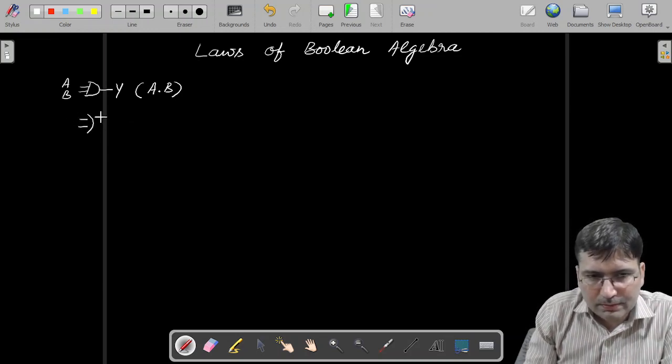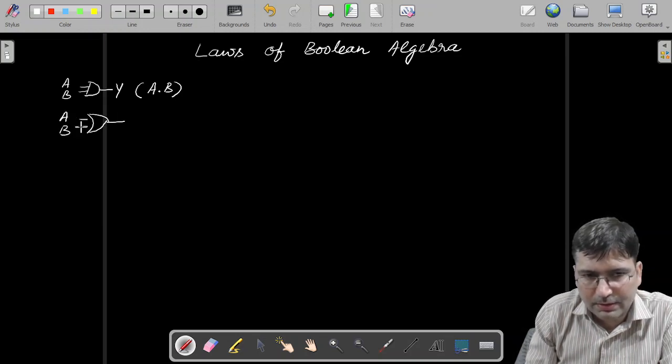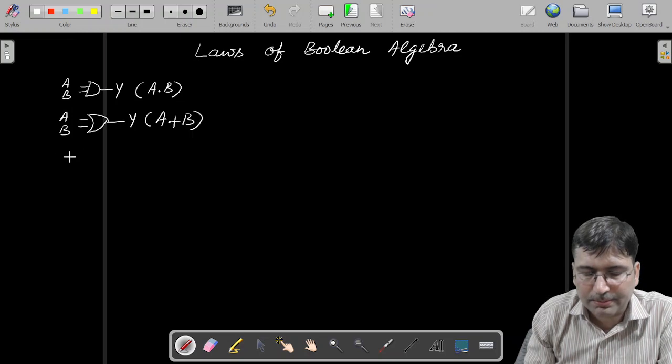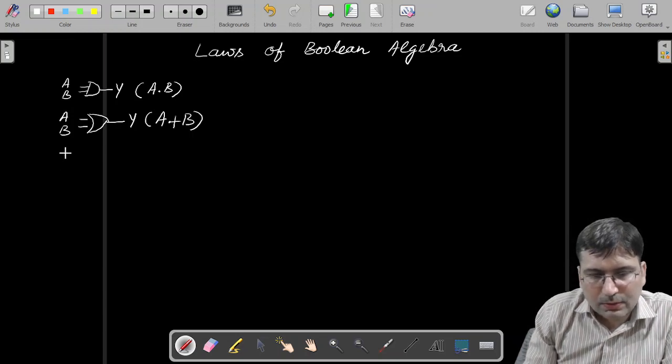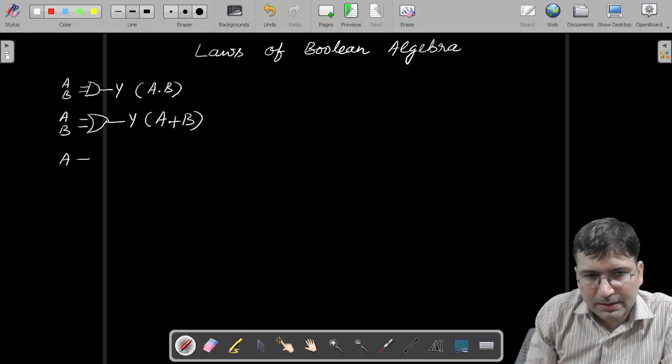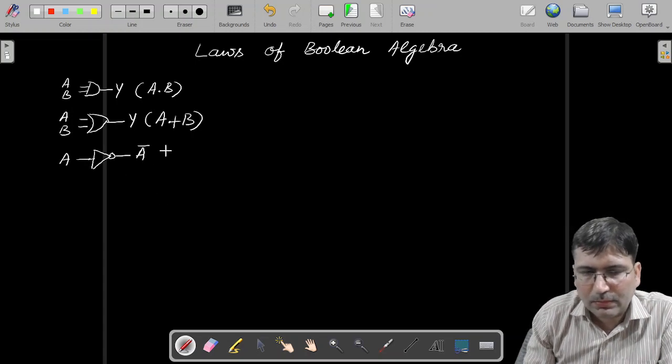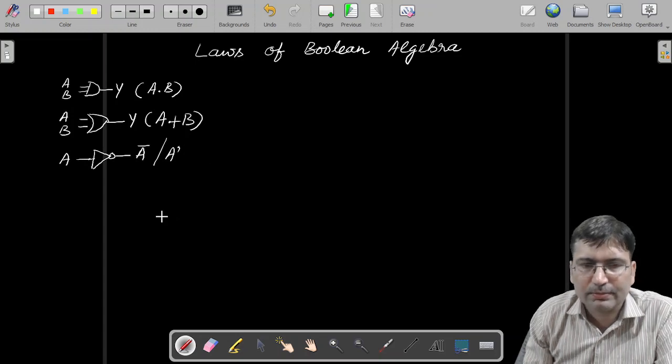Similarly, we can write the Boolean expression for OR gate. Let's say it has inputs A and B and Y is the output. So the expression for OR gate will be written like A plus B. For NOT gate, let's say A is the input to an inverter or NOT gate. So simply we can write A bar, or in some books you may see A dash, like this, right?